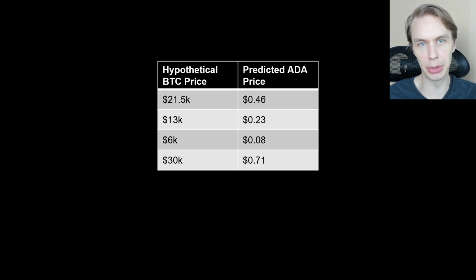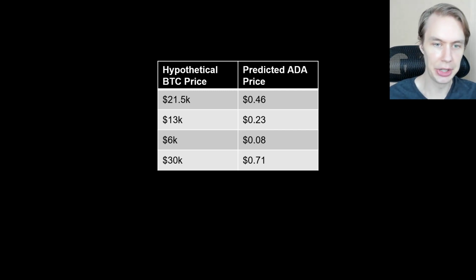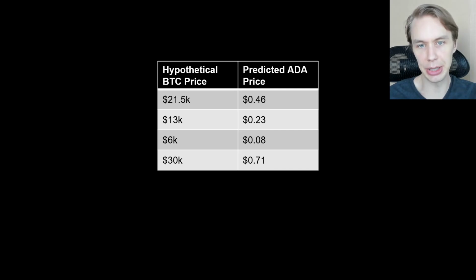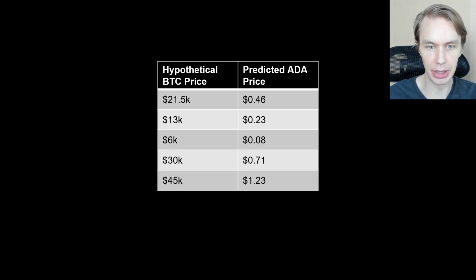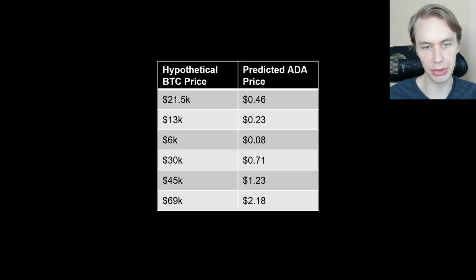And now we'll start looking at more bullish scenarios and what might happen to ADA's price. So if Bitcoin rallied up to 30K, we'd expect to see a 71-cent ADA. So not quite a 100% move back up on ADA, but not bad. Pretty decent move back to the upside should that happen. We saw 45K Bitcoin, and we see ADA break back over $1 to $1.23 is what the model would predict here. And then if Bitcoin were to reestablish its all-time high, so around 69K, the model expects ADA to be able to go back up to $2.18.